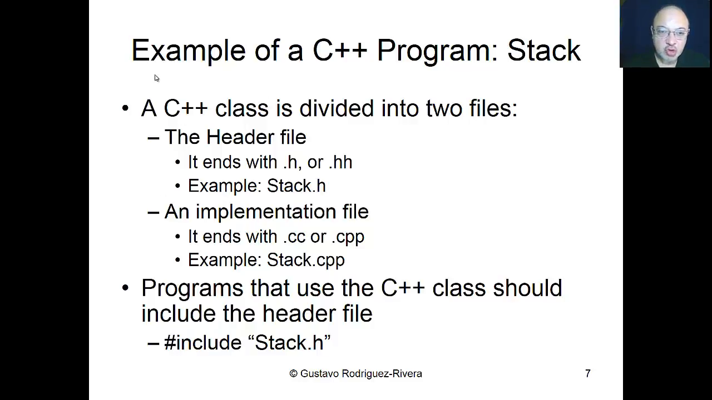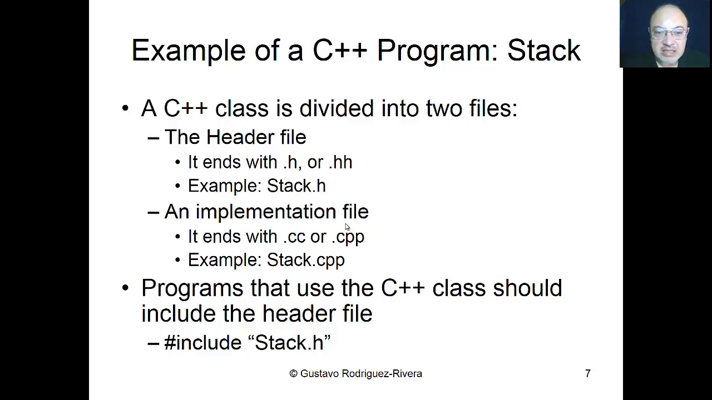And you will see that the C++ class is going to be divided into two files. One is going to be the header file that is going to end with .h or .hh. Usually it's going to be .h. Usually you write the name of the class with dot and h. That is not required like in Java. In Java, the name of the file has to be the name of the class. However, in C++ it is more flexible. It could be another name. However, it's strongly recommended that the name of the class is the same as the name of the file.